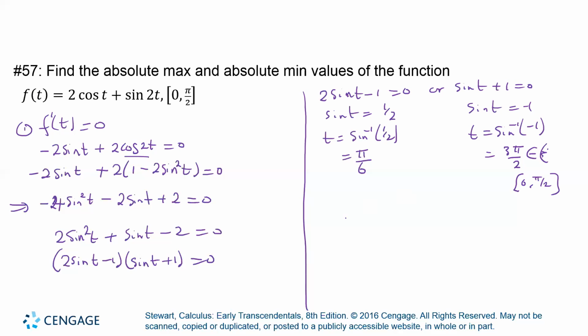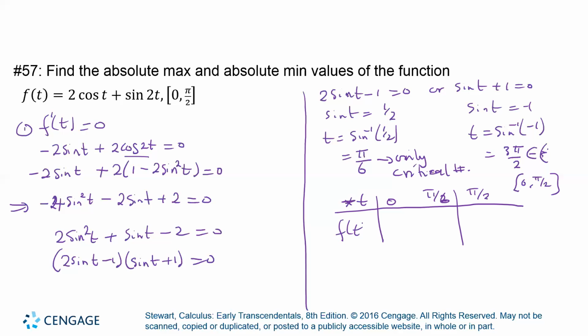Okay, so let's put all together and get a table. So this is the only critical number. I'm going to put all 3 steps in one table. My x, so this is t, and then we have 0, pi by 6, and then pi by 2. So let's find f of t.